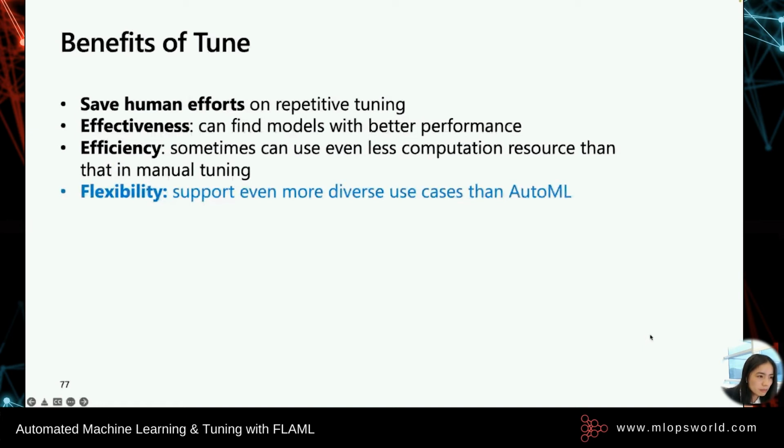Okay, so the benefit of tune is to first save human effort on repetitive tuning, and the second and third benefits are in terms of efficiency and effectiveness. Those are also the benefits of AutoML, and in addition, tune has an additional benefit in terms of flexibility. It supports even more diverse use cases than AutoML.